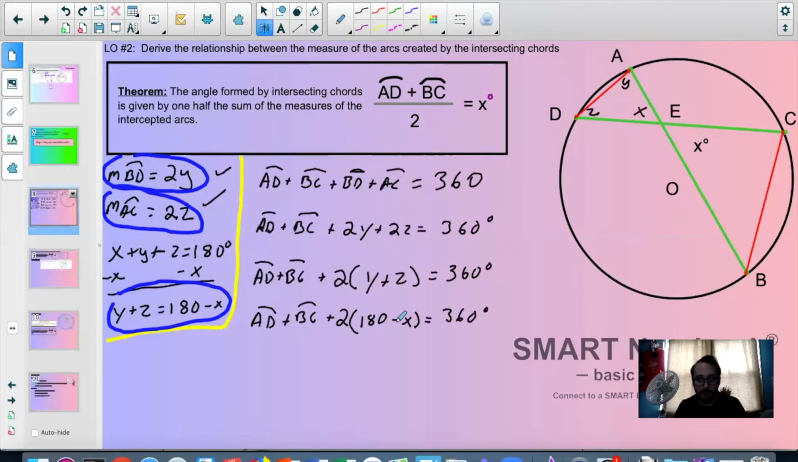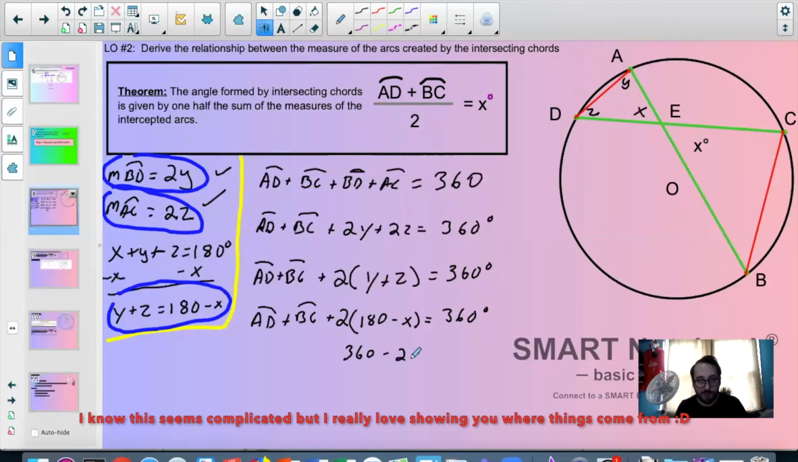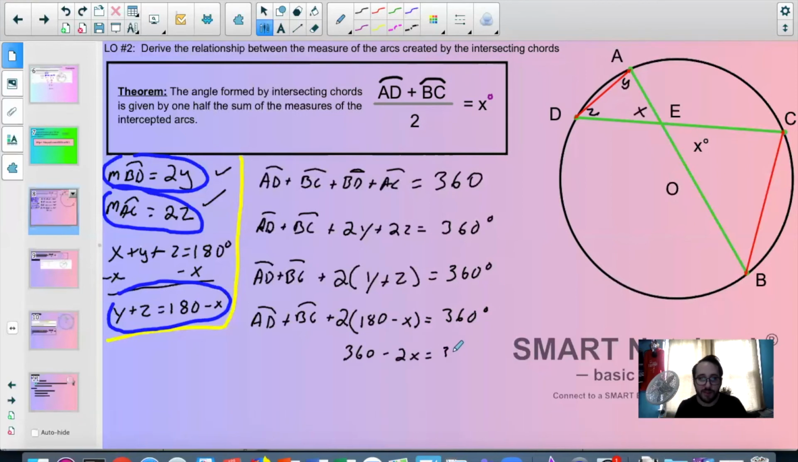And then we can use algebra and distribute out the 2. And we're left with 360 minus 2x equals 360. I'm going to bring down my AD plus BC. I hope you see the AD and BC are going to stay here forever. Now, I want you to see something. Do you see now that we have an x in our equation? Why don't we get x by itself and see what happens?